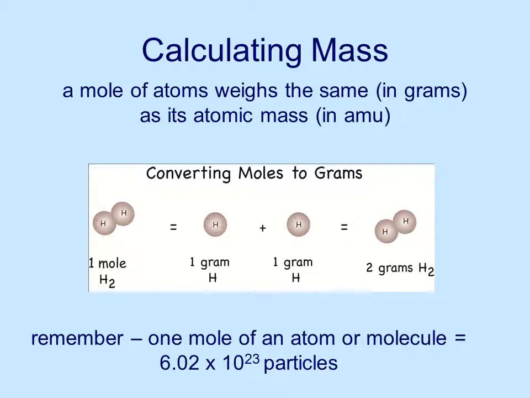The equation that we just looked at had 2 moles of hydrogen reacting with 1 mole of oxygen. Well, we're not going to count out 6.02 times 10 to the 23rd particles. We don't have a magnifying glass that big. We don't have tweezers that small, and it would take forever to do this. So we express a mole of atoms as weighing the same in grams as its atomic mass in atomic mass units. So 1 mole of hydrogen is 2 atoms of hydrogen.